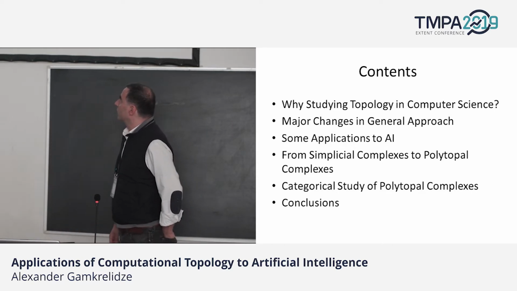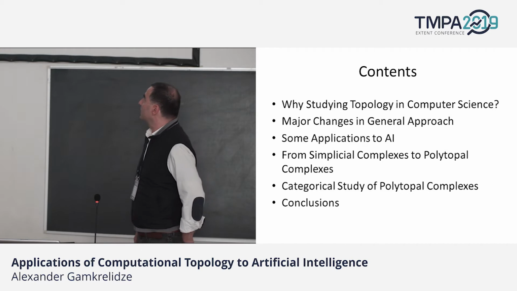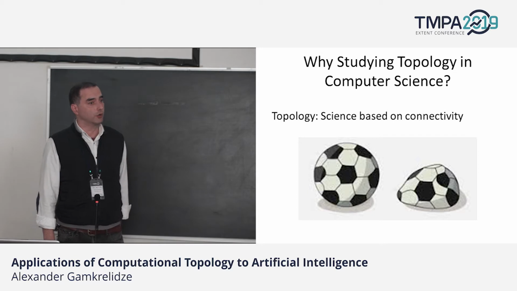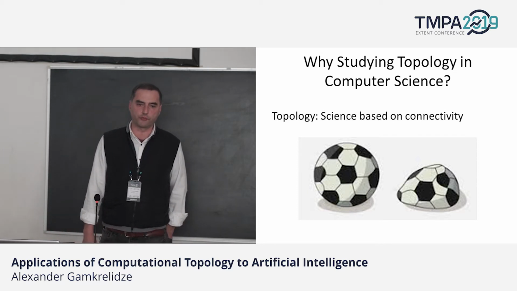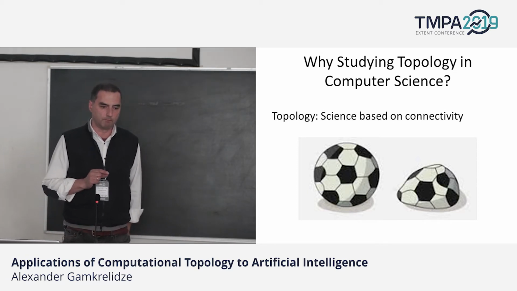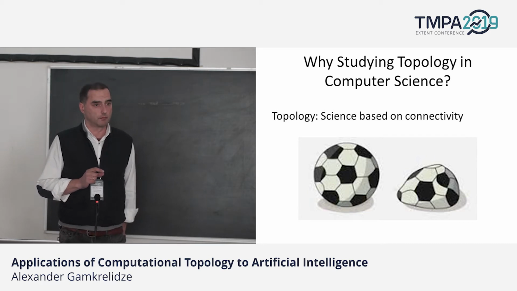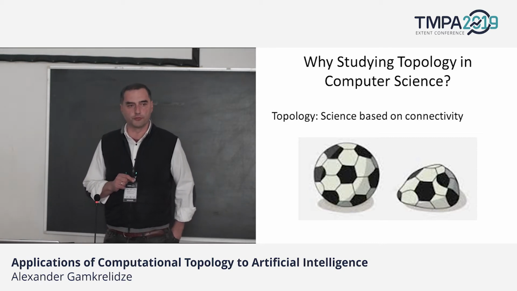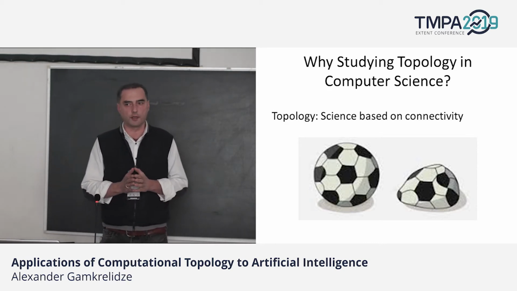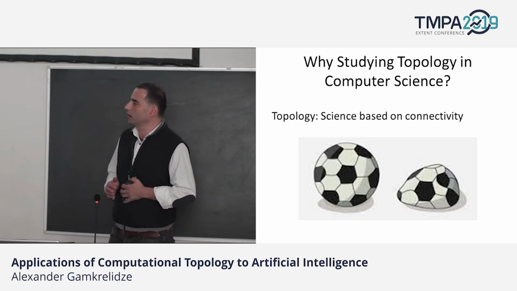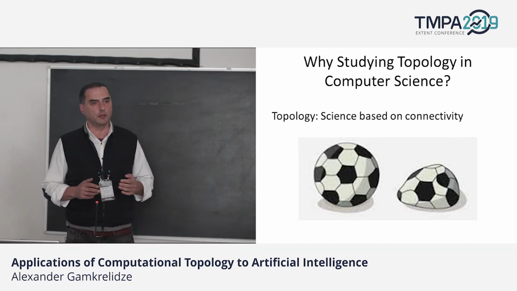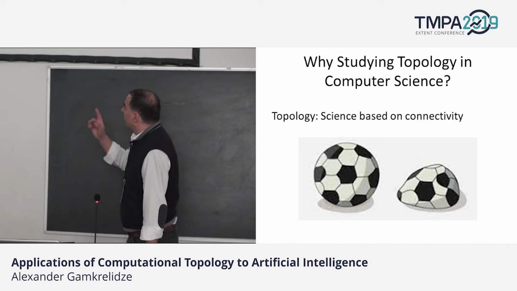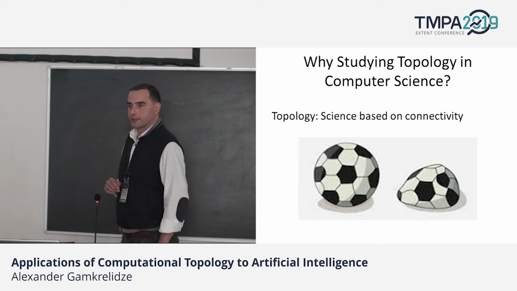Now some words about topology. Topology is the science based on connectivity. We have the notion of neighborhood in topology, but we don't have the notion of distance. In contrast to geometry, where we have the notion of distance and two points are close to one another, topology deals with neighborhoods. There is nothing like distance in topology. And if we look at the example here, we have two balls.